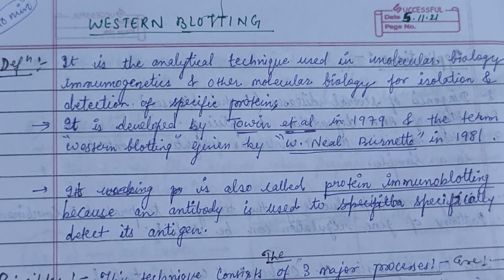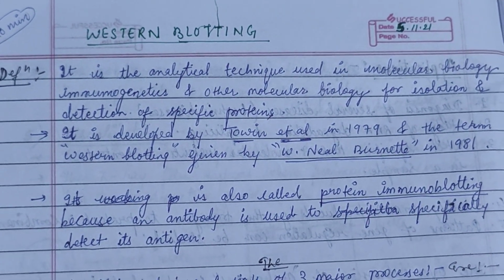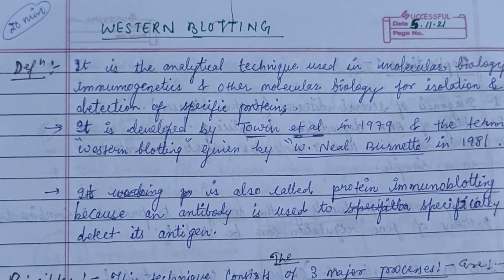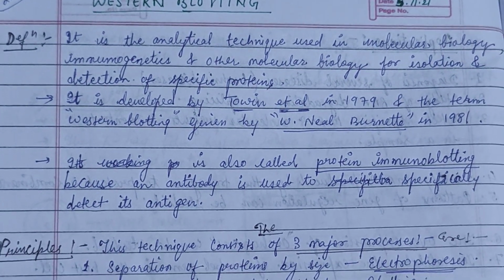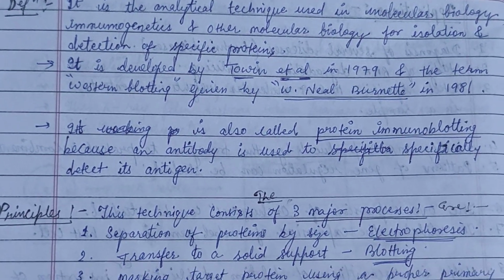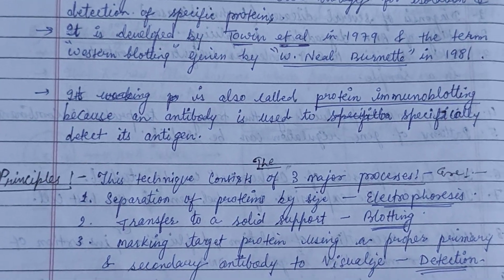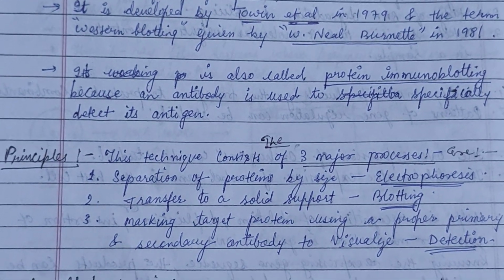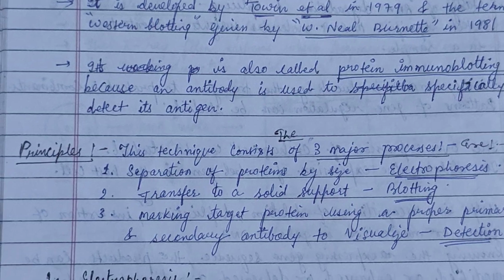This video is about Western blotting. In the previous video we already discussed Northern blotting, which is used for RNA detection. Western blotting is used to detect a specific protein. It is also called protein immunoblotting because an antibody is used to specifically detect its antigen.